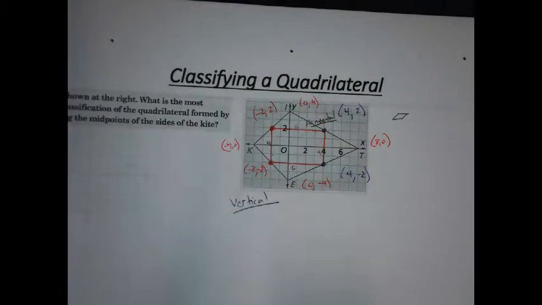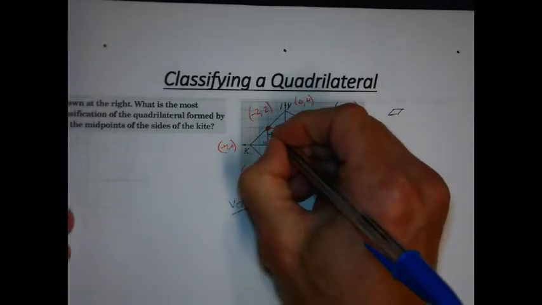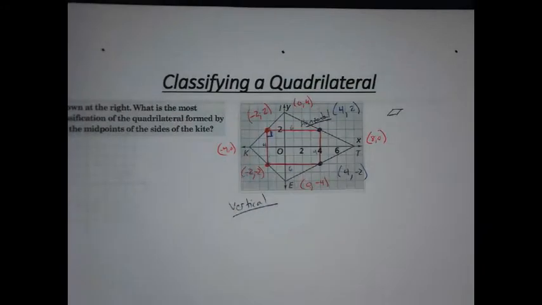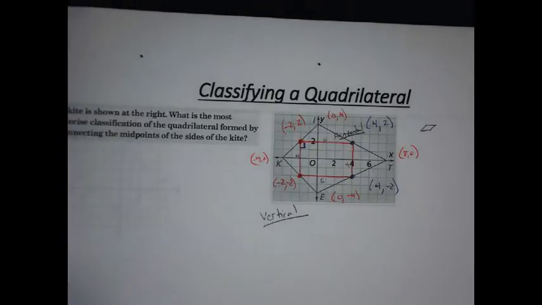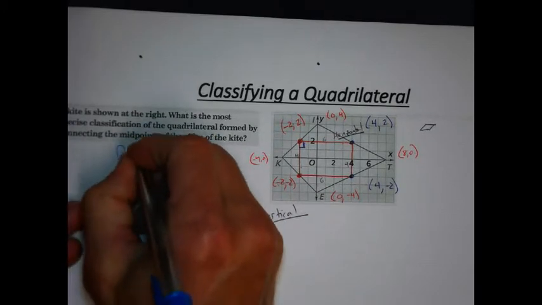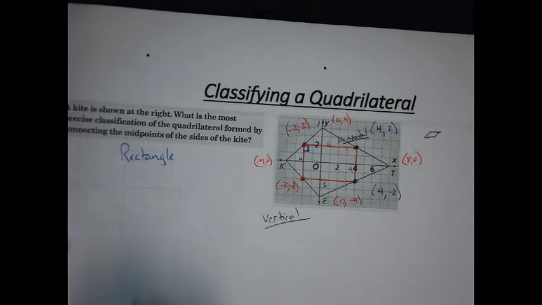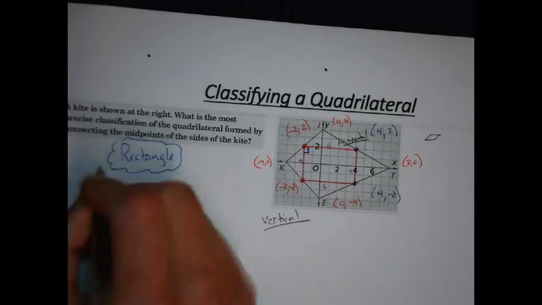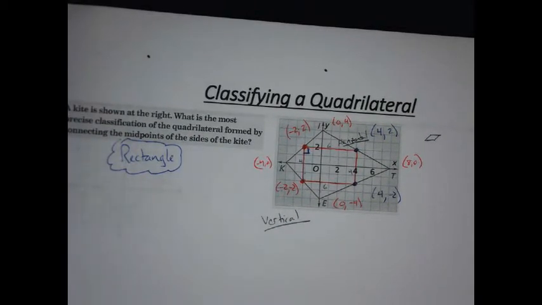So guess what? Perpendicular. Vertical is perpendicular to horizontal all day, every day. If it's a right angle here, it's a right angle everywhere. We have a rectangle. That is the most precise definition of the quadrilateral formed by connecting the midpoints of this kite. It is a rectangle.